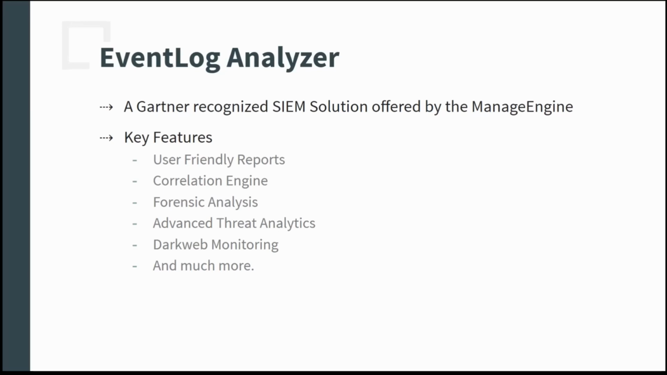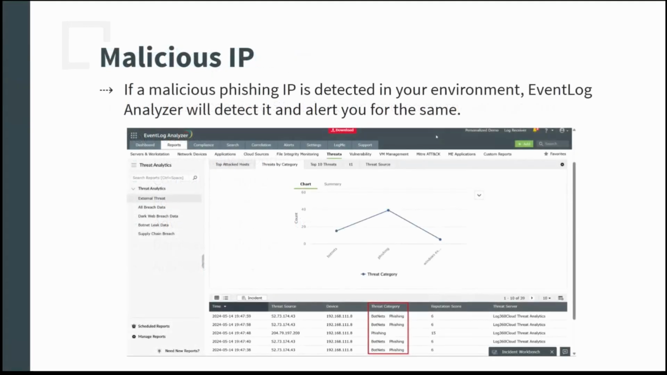Now let's come back to our scenario. First, what happened? The user received an email and clicked it, and the phishing started, right? With the advanced analytics in EventLog Analyzer that we just discussed, you can detect if you receive any IP address or domain associated with the phishing. Whenever these are detected in your environment, EventLog Analyzer will quickly detect it and flag it as an anomaly.